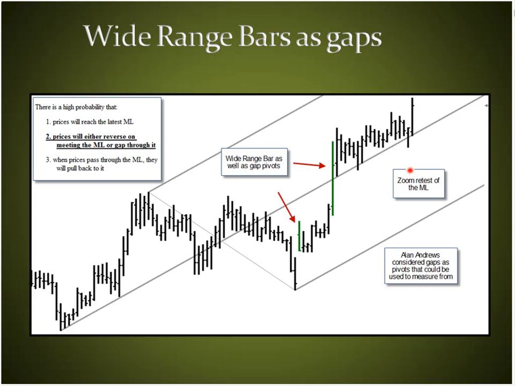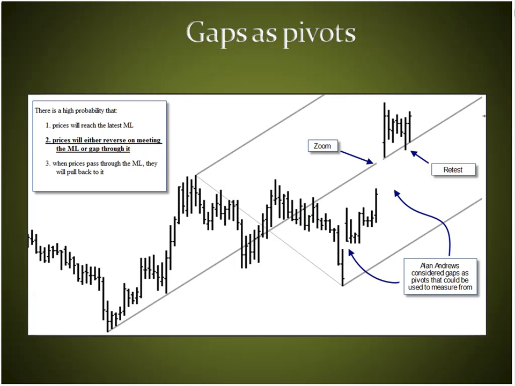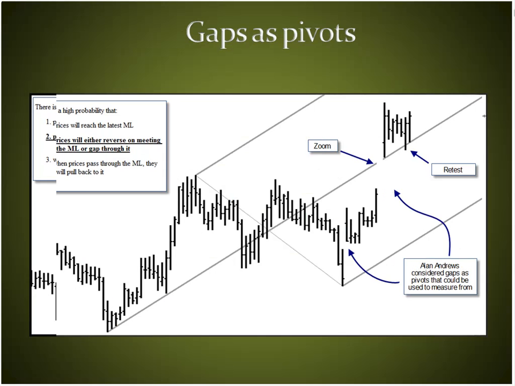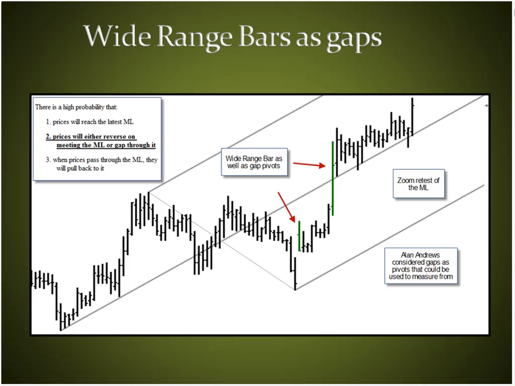Wide range bars function very much like a gap, and here's a perfect example of it. I'll go back for you. Take a look at the chart. Here it is if it had been an overnight gap. And here it is in the 24-hour markets. It's just a zoom through the median line. Still an acceleration or a zoom, still traded the same way.